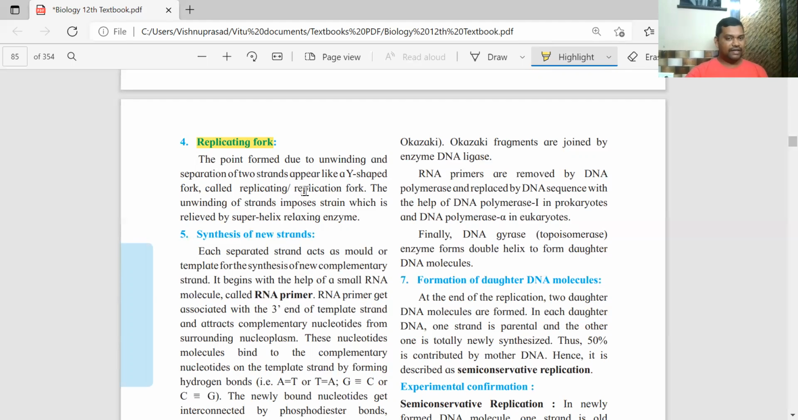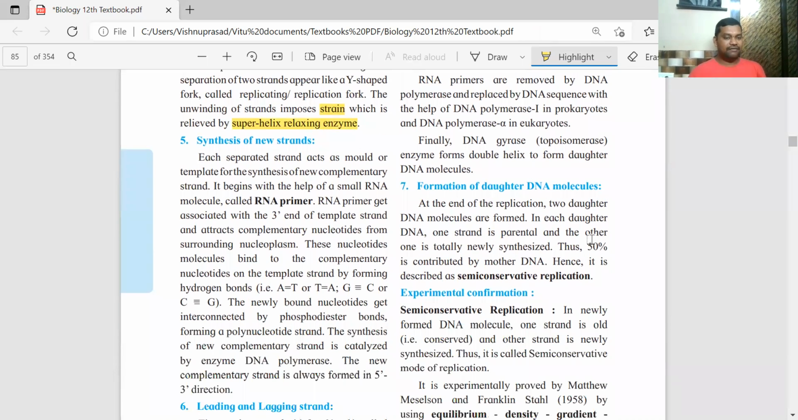And because of this unwinding there is a strain created, meaning a kind of instability. The strain which is created, because it has been forcibly held open. To release it, there is another enzyme called superhelix relaxing enzyme. Remember this enzyme also. It will relieve the strain which is imposed due to the formation of the replication fork.